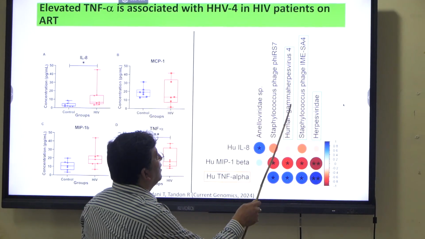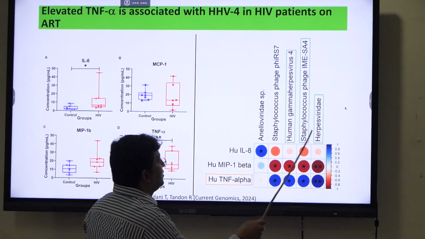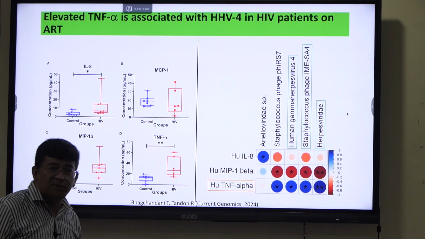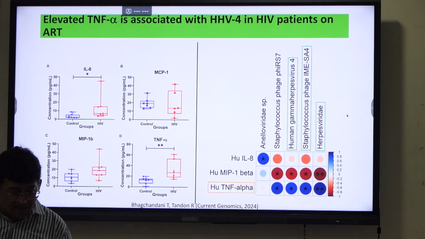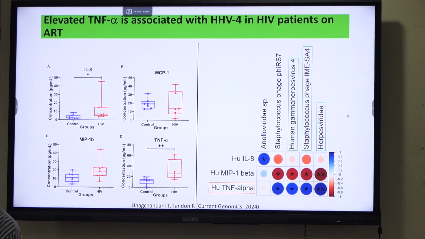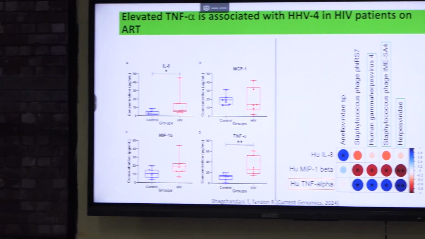Likewise, Staphylococcus phages as well as Herpesviridae are also positively associated, suggesting that if any viral composition changes in HIV infection, it is associated with a pro-inflammatory signature in the blood. It is very important that we extensively study the complete set of the virome.